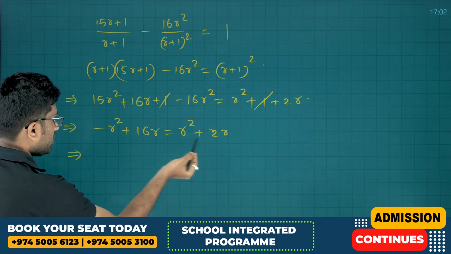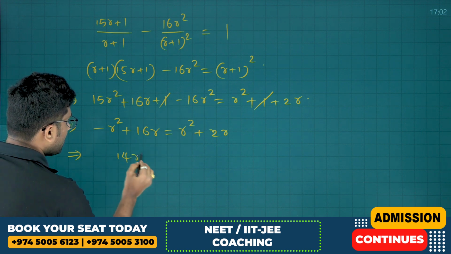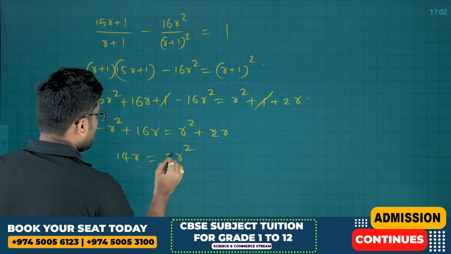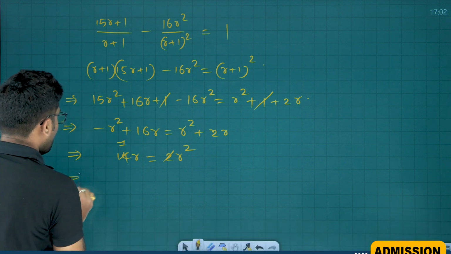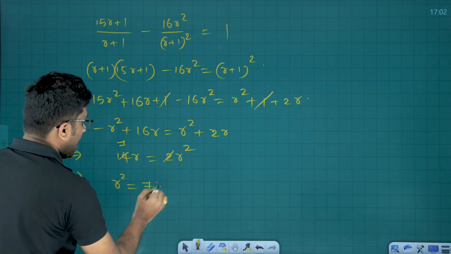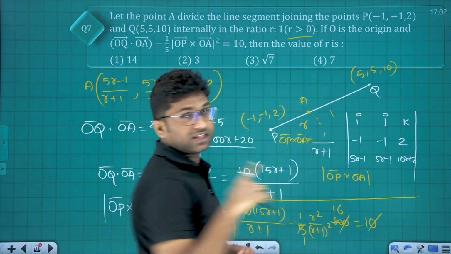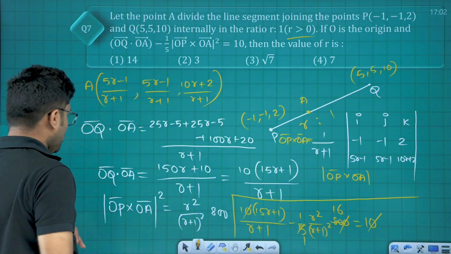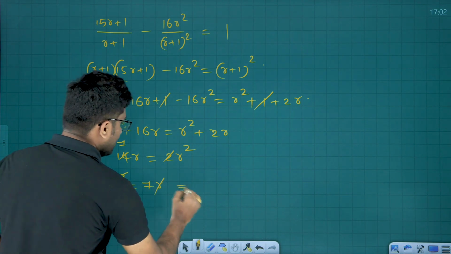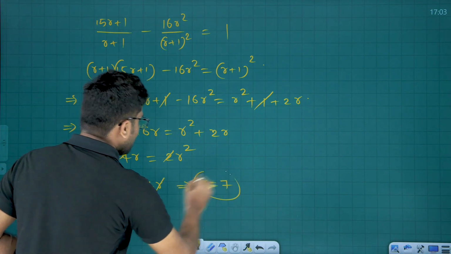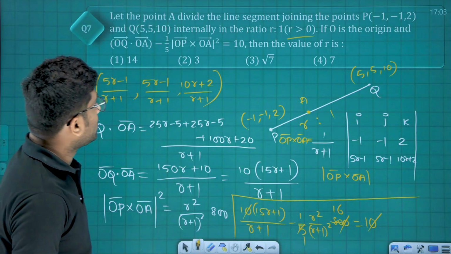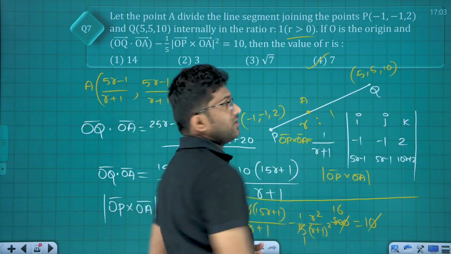So finally we get 14r is equals to 2r square. 2 1 ja 2 7 ja. R square is equals to 7r we got. Anyhow they have given r greater than 0. So that means r cannot be 0. R can be cancelled, which implies r is equals to 7, friends. They are just asking us to find the value of r, which is 7.